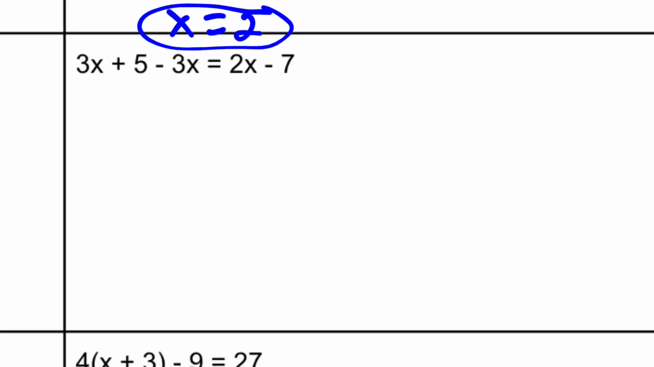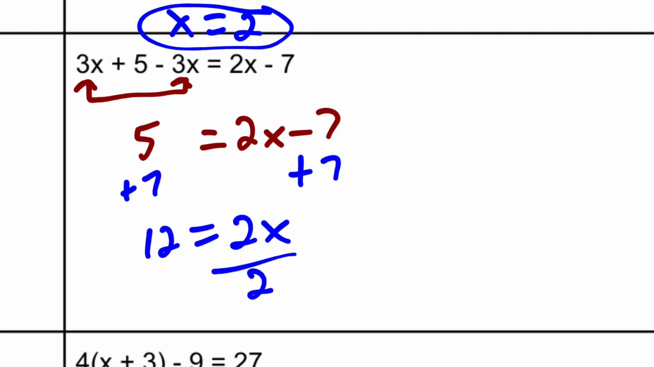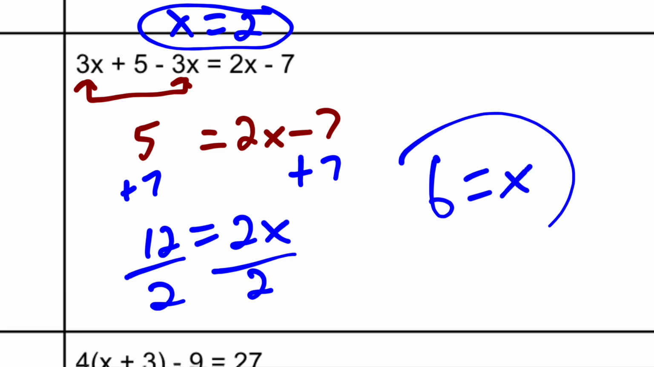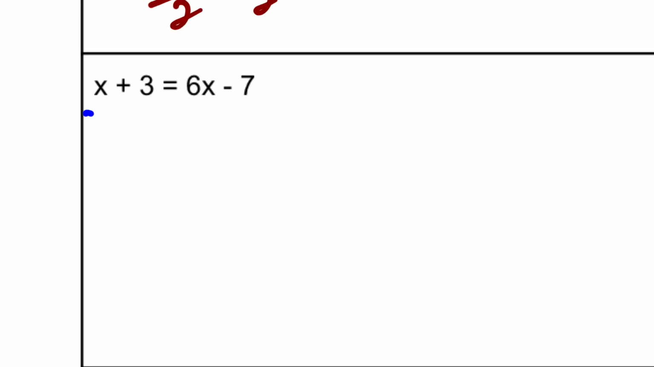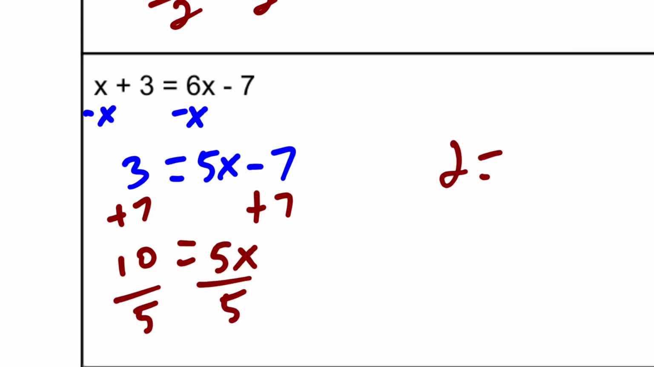This time I have a similar problem, but I'm going to combine the x's instead of the numbers. And if I do that, 3x minus 3x, I actually cancel that part out completely. And the only thing left on that side of the equal sign is a 5. So after I have combined like terms, I'm back to a two-step equation where I can add 7 to both sides. 12 is equal to 2x, divide by 2. 6 is equal to x. No combining necessary here, but if I subtract x from both sides, I have 3 is equal to 5x minus 7, two-step equation. Plus 7 to both sides, 10 is equal to 5x, divide by 5. 2 is equal to x.